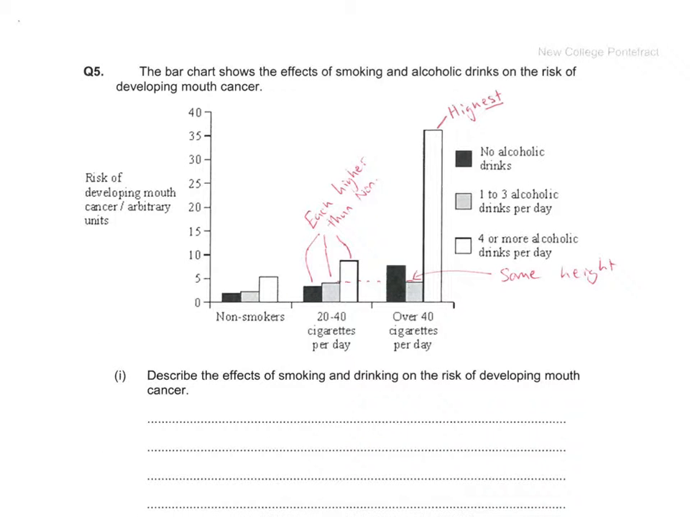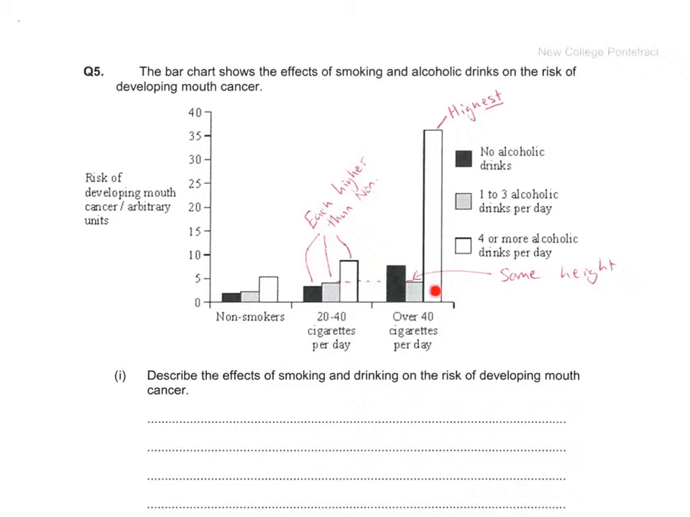You must start practicing annotating your graphs and using things like highest, similar, same, lowest. Clearly these three bars here are higher. Every single category is higher than the non-smokers. So the conclusions that you could be making about this: you can see all three bars are going up each time, and between each category it's going up. So both smoking and drinking increases the risk. You could say 20 to 40 cigarettes or over 40 cigarettes increases the risk each time compared to non-smokers.